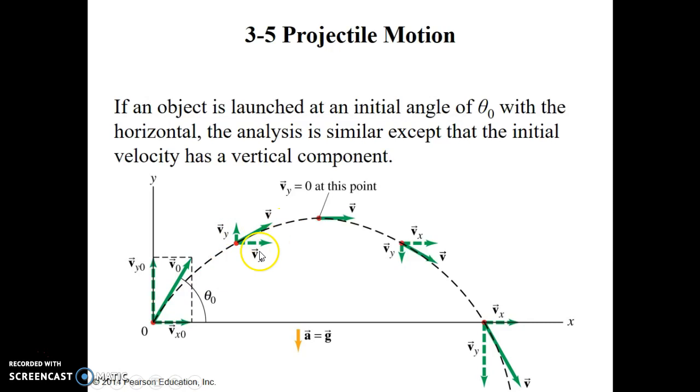And then as we continue, it follows the same process. Your velocity in x never changes, but your velocity in y decreases as it goes farther up until you get to a peak where the y component of velocity is 0, but the x component is still forward. And then the y component of velocity starts to fall back downward because of acceleration.